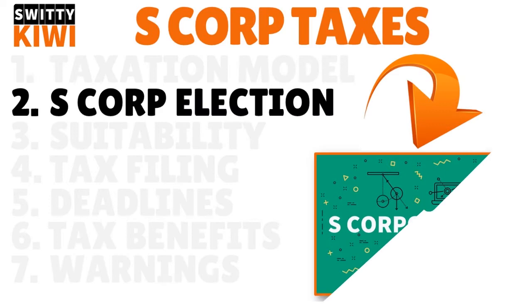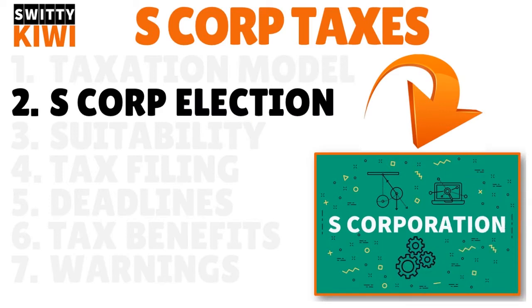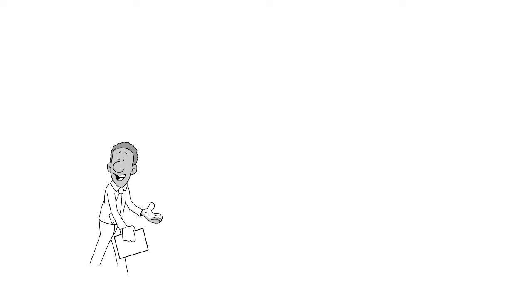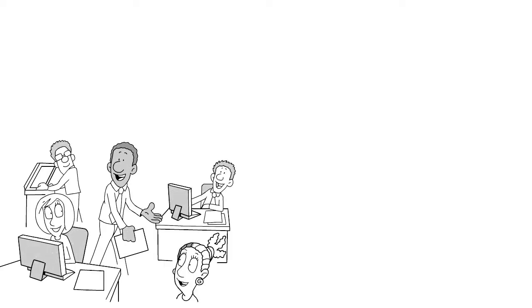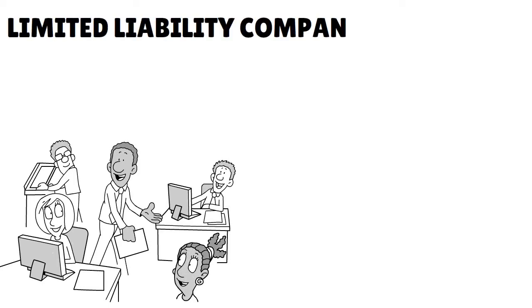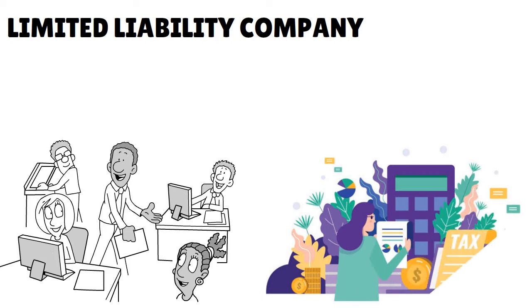So let's talk about S corporation election. How do you actually elect S corporation status? To elect S corporation status, your business must first be incorporated as a regular C corporation or have filed for LLC status. Okay, so LLC means what? Limited liability company. Remember, S corporation status is a tax designation. You cannot incorporate as an S Corp, I mean, incorporate, quote unquote. It is a tax designation.